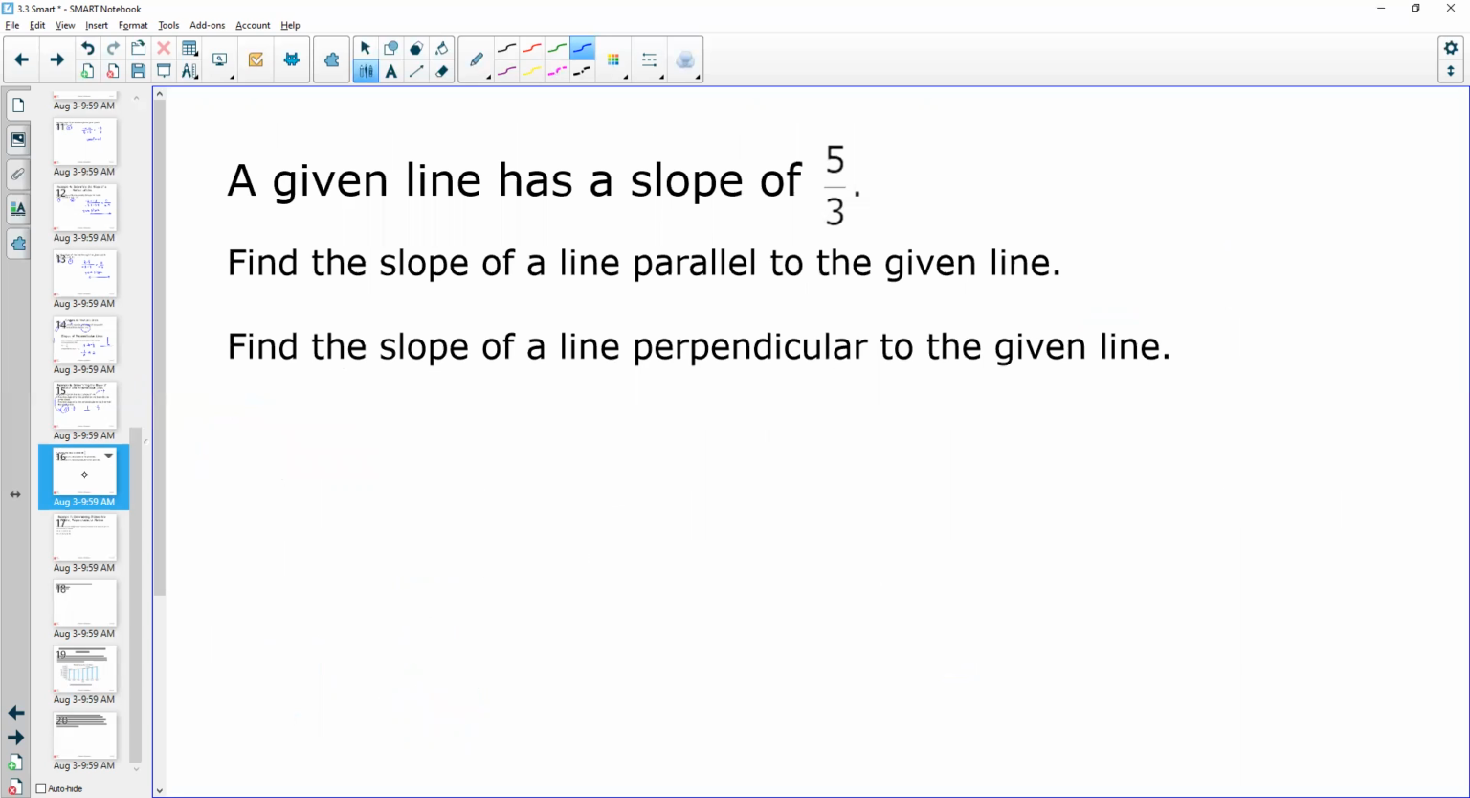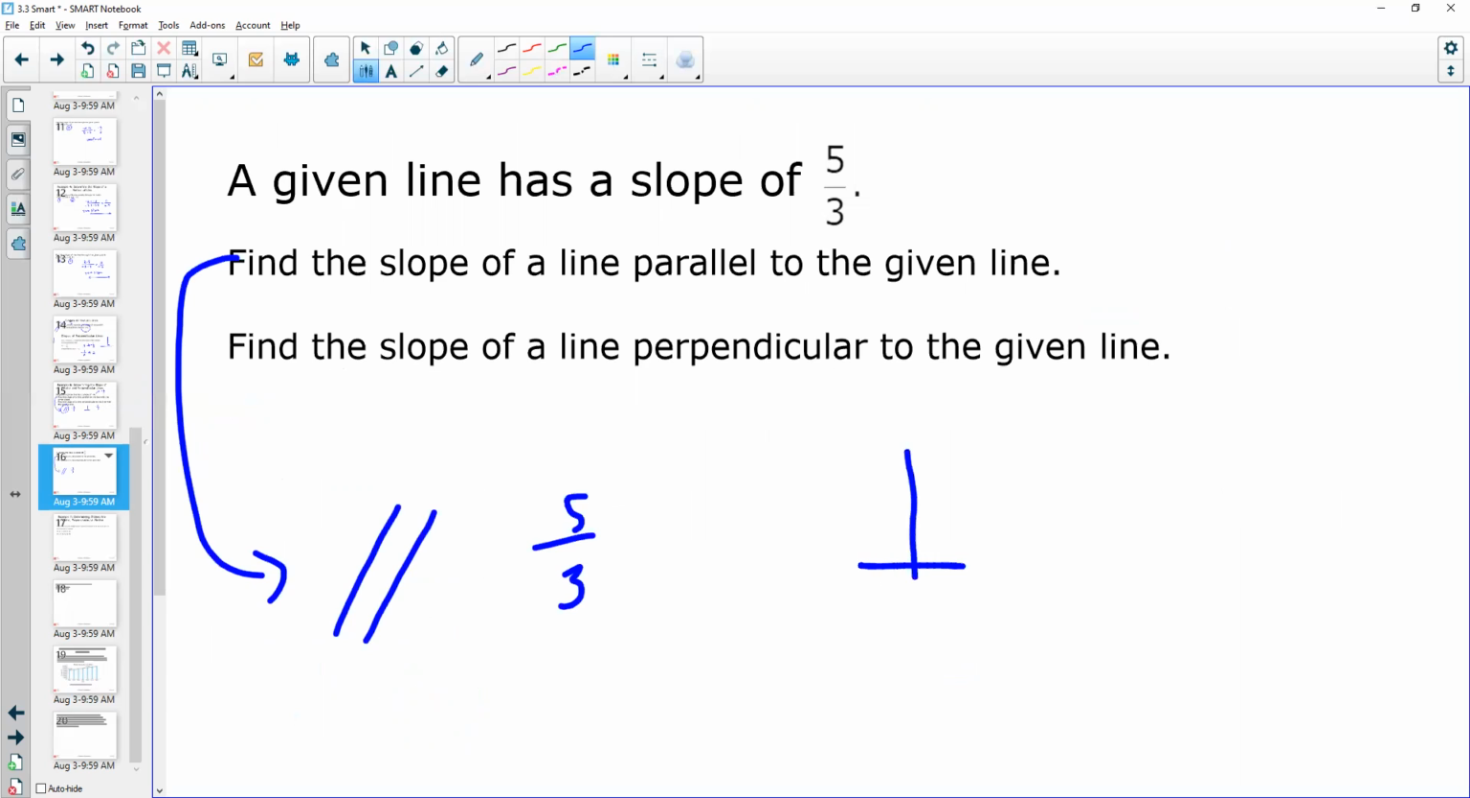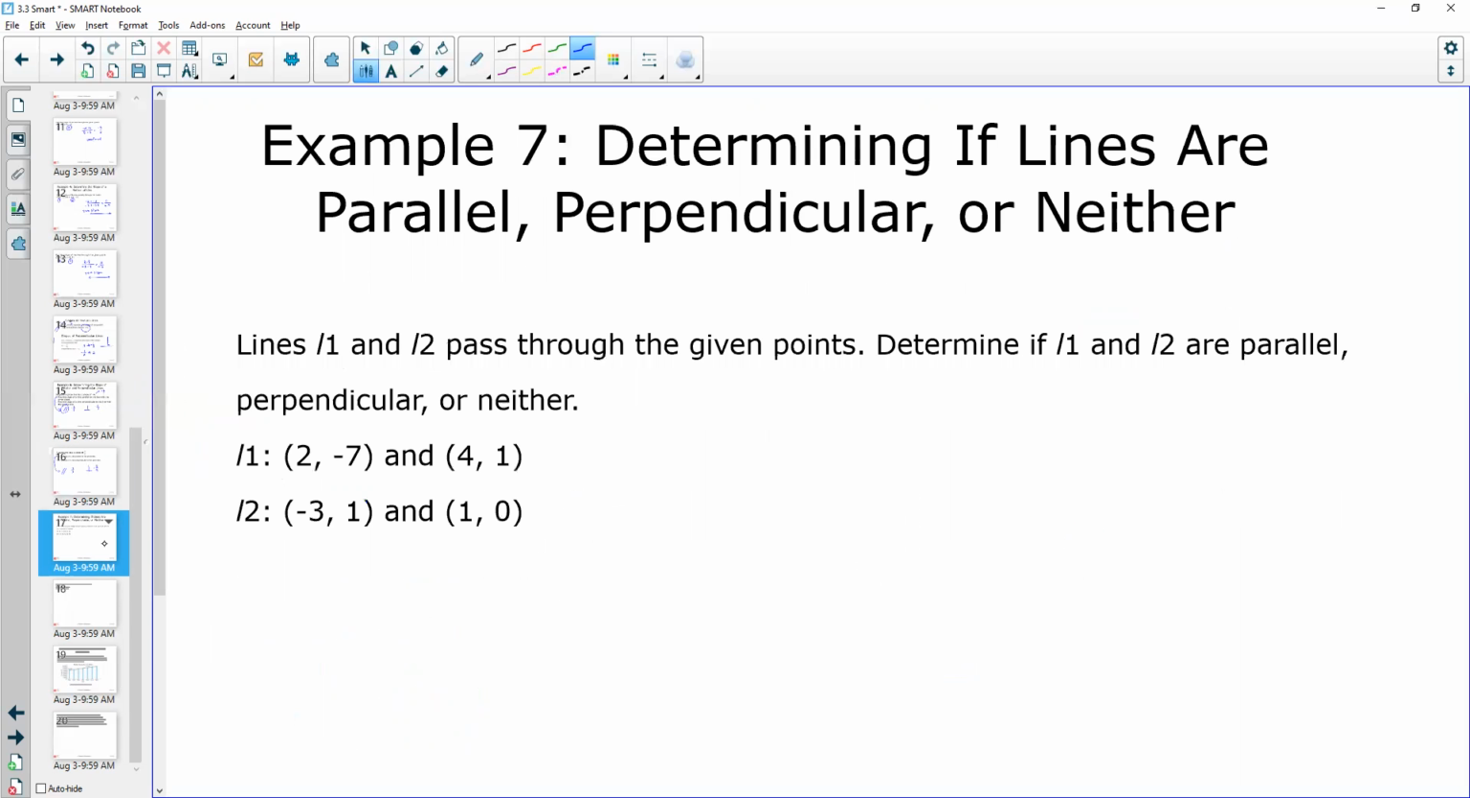For this one, the given line has a slope of 5/3. So the parallel line would just simply be the same again. It's 5/3. The perpendicular line, we flip the fraction, it becomes 3/5, and we change the sign. It was positive, so it becomes negative. That's it.